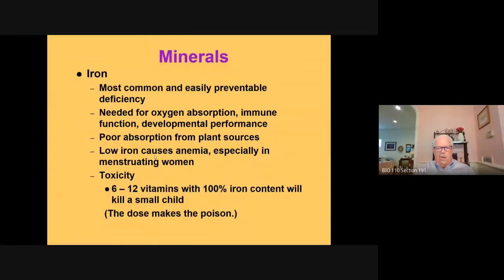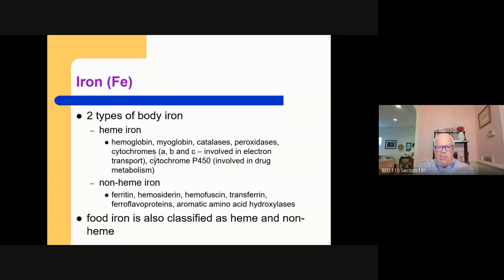Iron. One of the ones I want you to remember. You learned about it in the blood system. Iron is important in the transport of oxygen. A low iron causes iron deficiency anemia, the number one anemia in the United States. Don't worry about two types of iron. That's not important.